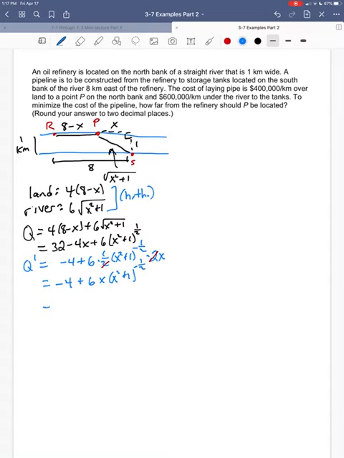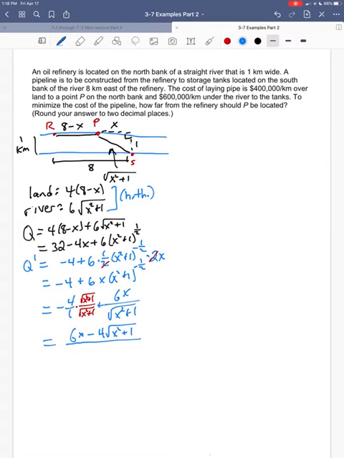Let's see, if I'm going to rewrite this, this is going to be 6x over the square root of x squared plus 1. If I want to get a common denominator, that's going to happen there. And so in my top, I get 6x minus 4 times this square root.